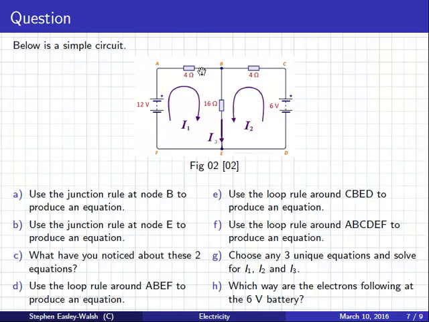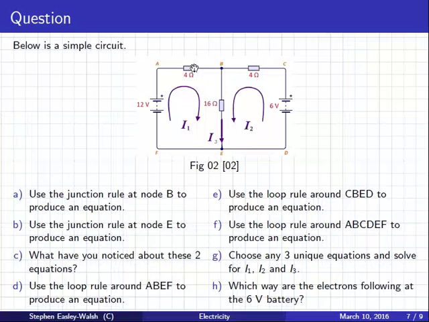Look. What's going in at B? I1 and I2. What's coming out at B? I3. So it's I1 plus I2 minus I3 equals 0. Okay. Give me the equation for the junction at E here. Now you see you're not listening. What is it? Come on.